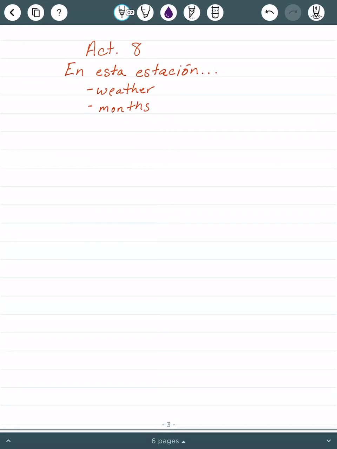Okay, so choose a season and describe the weather that you may experience during that season where you live. Include which months the season takes place in and the types of weather that you encounter. So we could say, en esta estación, that means in this season. And then we can just list a few weather things. In this season, it rains a lot. It's not hot, it's not cold.